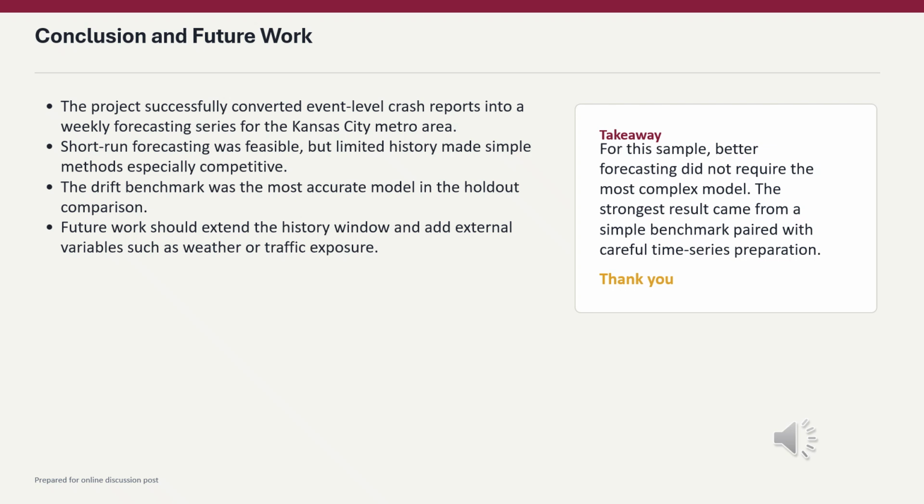As we stated, this project successfully converted that event level crash data into a weekly forecasting series for the KC metro area. Short run forecasting was feasible, but we had just 1 year of data, so it was limited. The drift benchmark was the most accurate model in our holdout comparison, and for future work we could extend the history window and add external variables such as weather or traffic exposure.